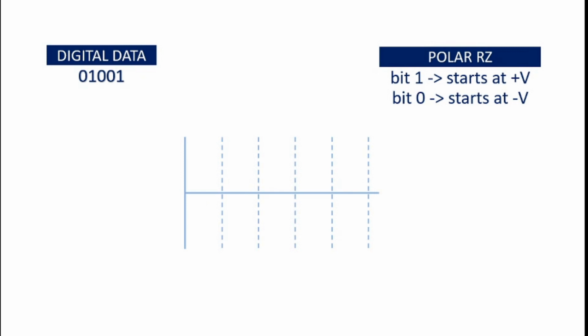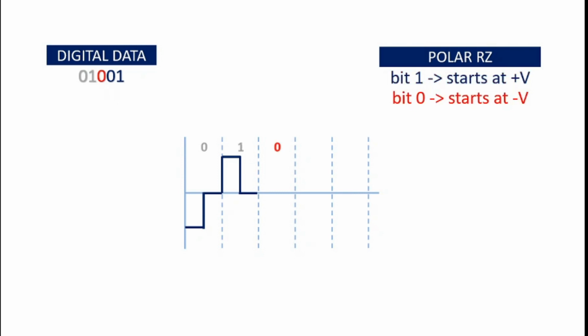01001. Here, the first bit is 0, and so according to the rule, we start at negative level. When we reach the middle of the bit, we make a transition to 0 and stay there until the start of the next bit. Next bit is 1, so we start at positive level and go to 0 in the middle and stay there for the remaining bit duration.